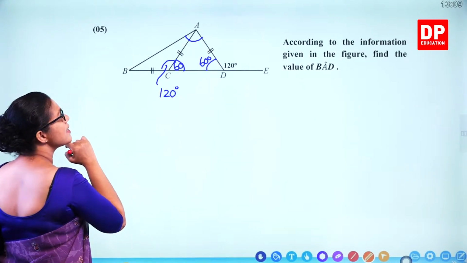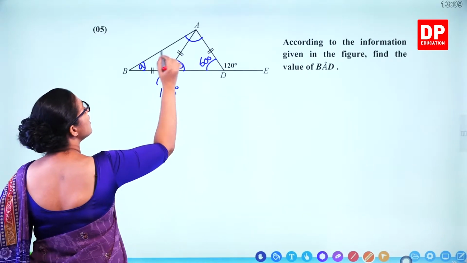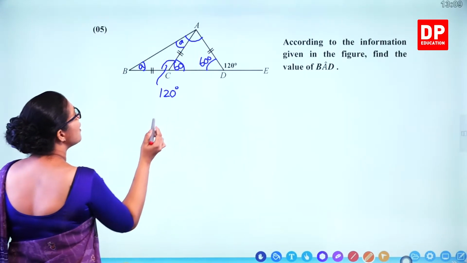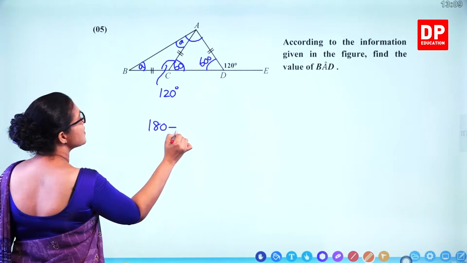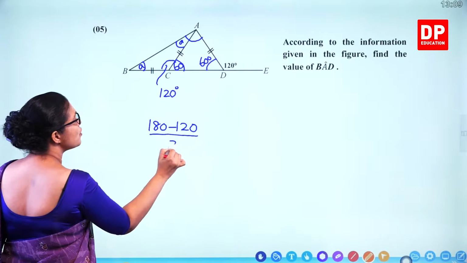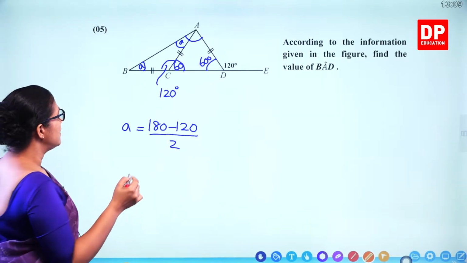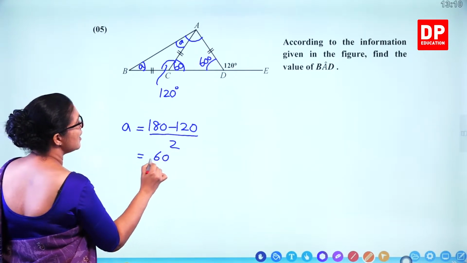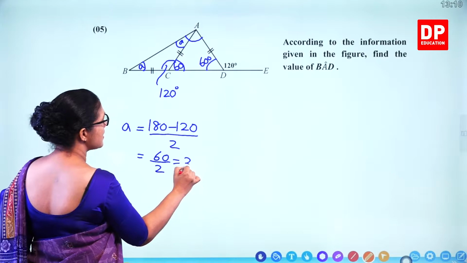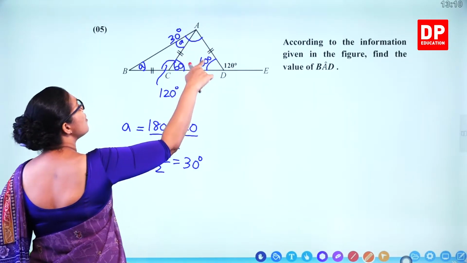180 minus 60. Then what about these two? Put A and A. You can write 180 minus 120 divided by 2 is A. This is also an isosceles triangle. So 180 minus 120 is 60, divided by 2, that's 30 degrees. So this is 30. What about this one?